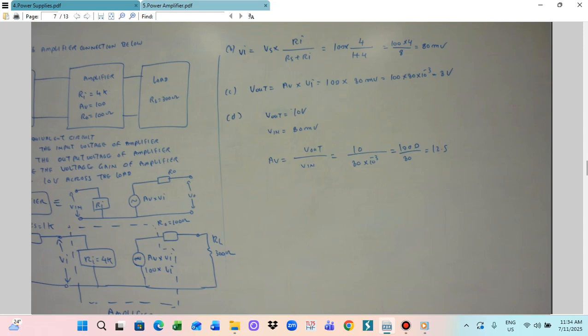So VR divided by Vn: 10 divided by 80 millivolt, that is 80 times 10 to the power minus 3. By solving this, about 1000 divided by 80, which is 0.5. So that will be the voltage gain.